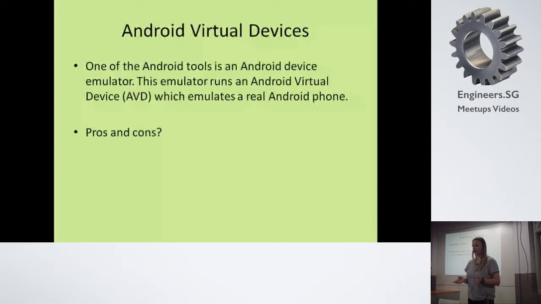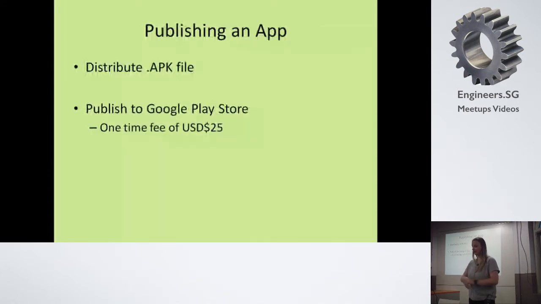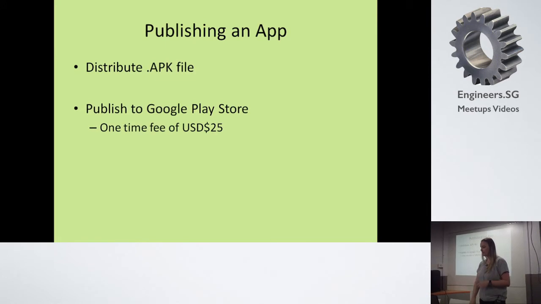So you've created your application and now you want to publish it to make it publicly available. There are two ways of doing this. You can either get the APK file and just give it out to people, by email or USB stick or something. Your APK file is generated each time you compile your application down.